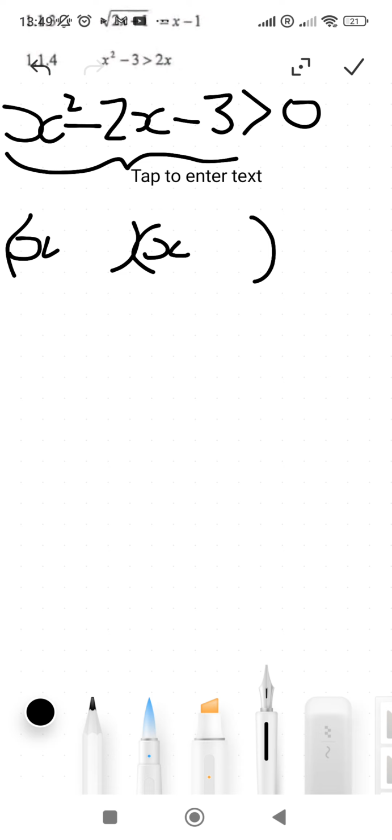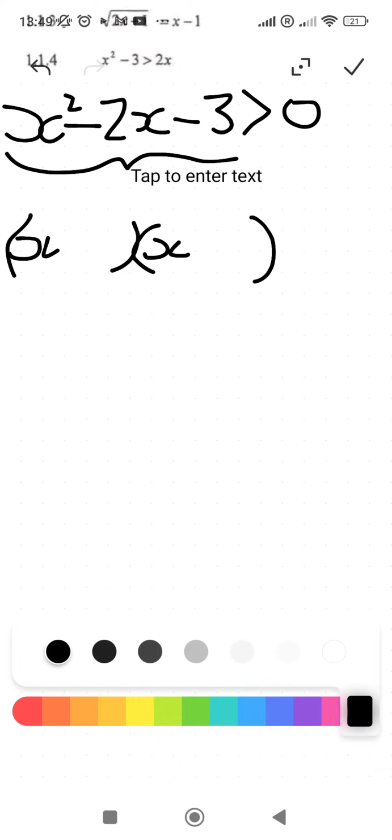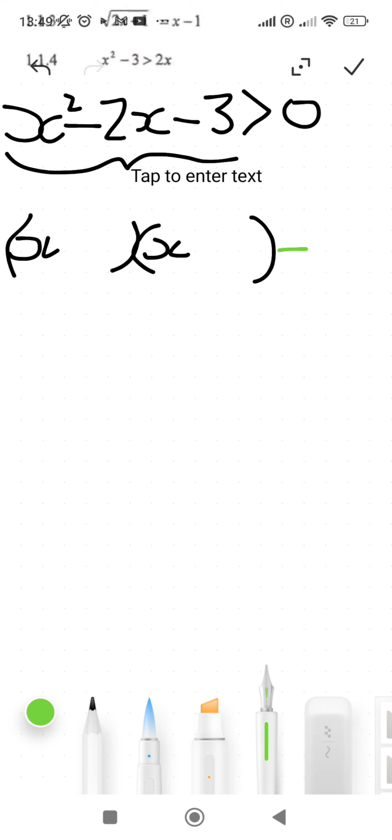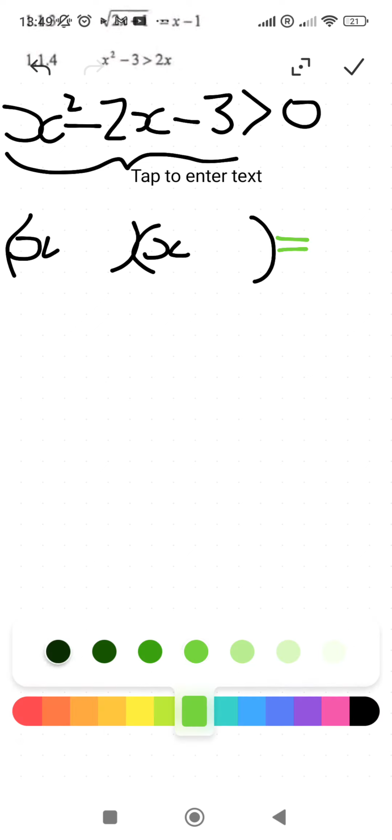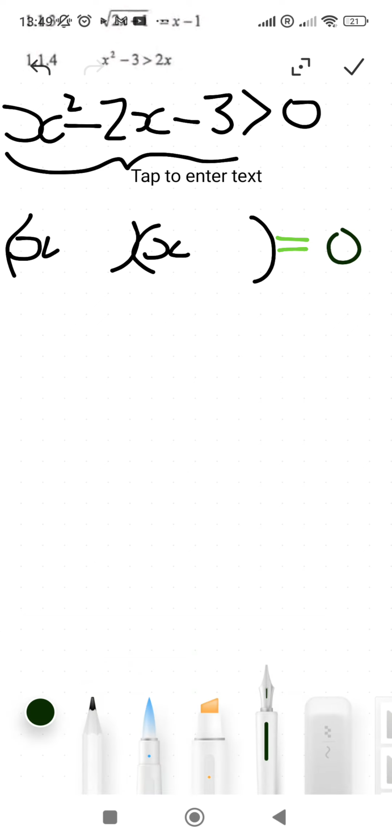Okay, so this one is easy because I'm going to say equal to 0, although we should know that this is not equal to 0. So we're just going to say equal to for now. Later on, we're going to find out where our solution actually is. So let's for now say equal to.